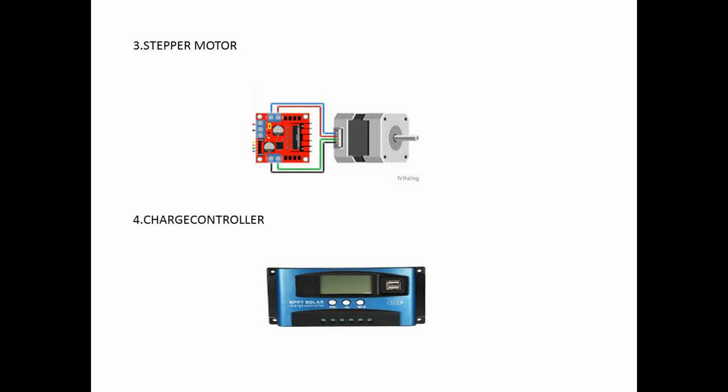Now the specification of charge controller. Model DX10A, voltage 12 volt, charge current 10 ampere, discharge current 10 ampere, maximum solar input less than 41 volt, USB output 5 volt maximum, weight 150 gram.